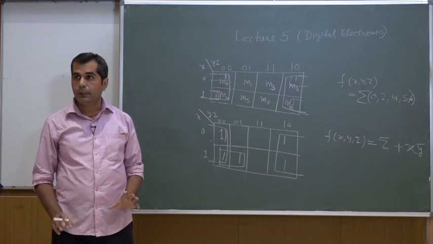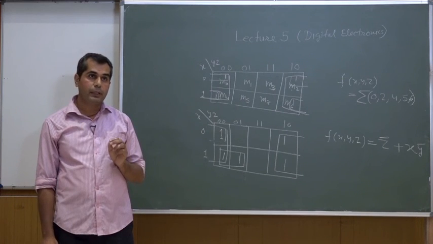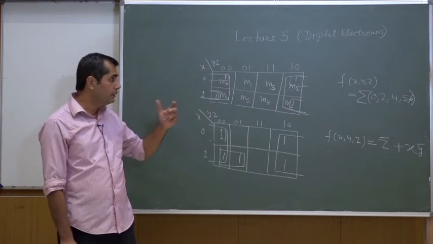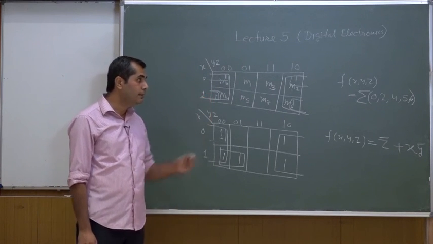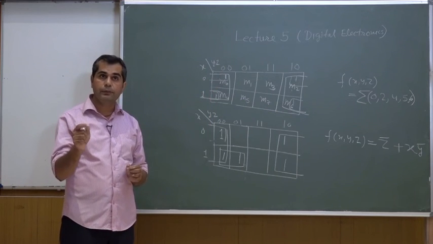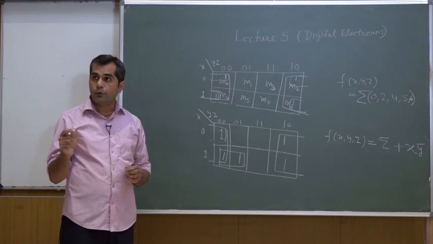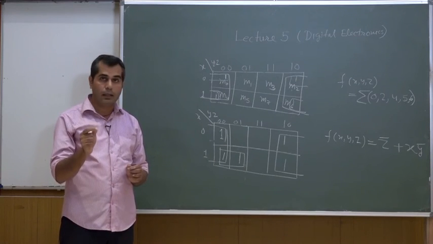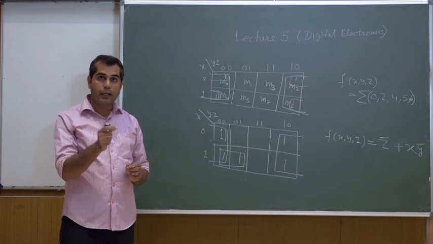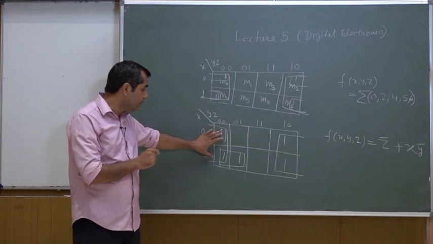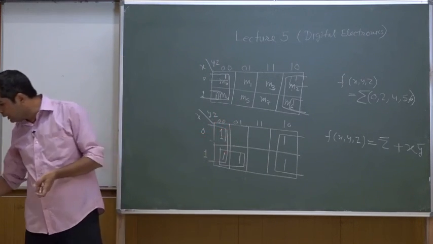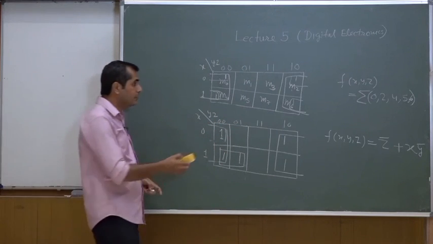Okay. Is it clear? Sometimes in the min terms, you see that for each min term there are 3 variables, but in some expressions you will see that 1 or 2 variables are missing. So, in that case, writing the 1s in the boxes is a trick, okay. Let me tell you how to fill the boxes in that case.